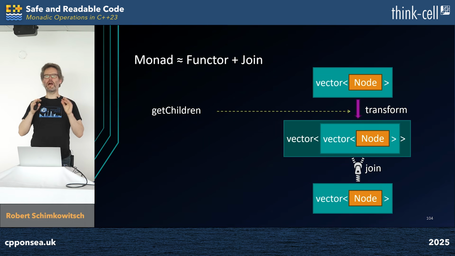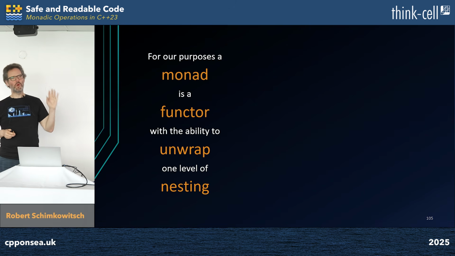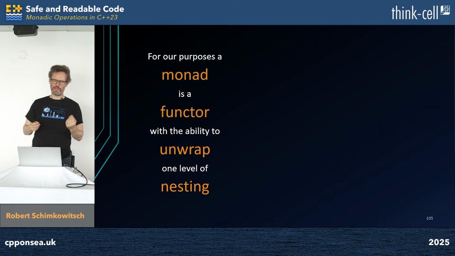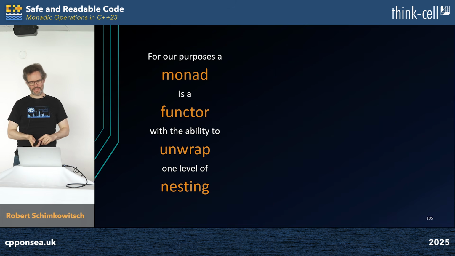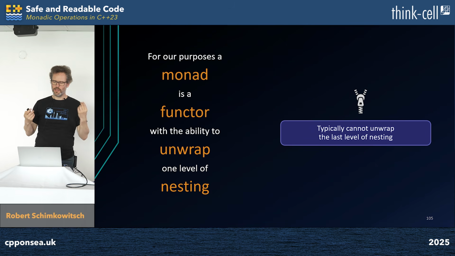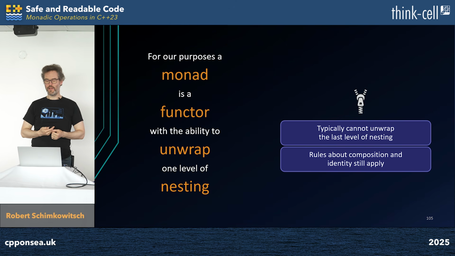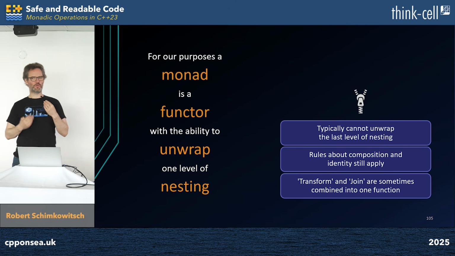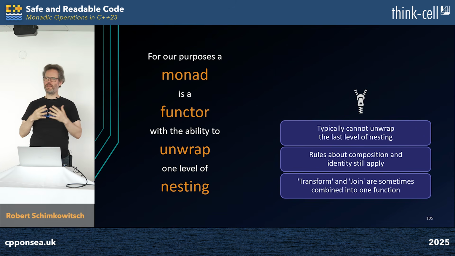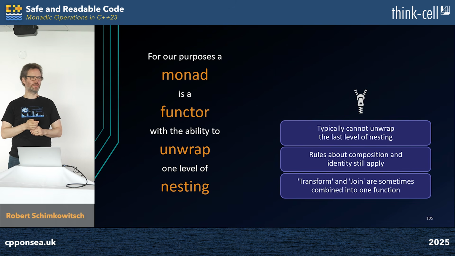So in summary, and for our practical purposes here, theorists would shoot me, I know. A monad is a functor with the ability to unwrap a level of nesting. I know this is very hand-wavy, but I want to focus on the practical side of things. You typically cannot unwrap the last level of nesting. Monads are functors, so the rules of composition and identity still apply. And you will find that the functions for transform and join are often combined into functions that differ by name depending on which implementation you use. We will see a couple of examples.